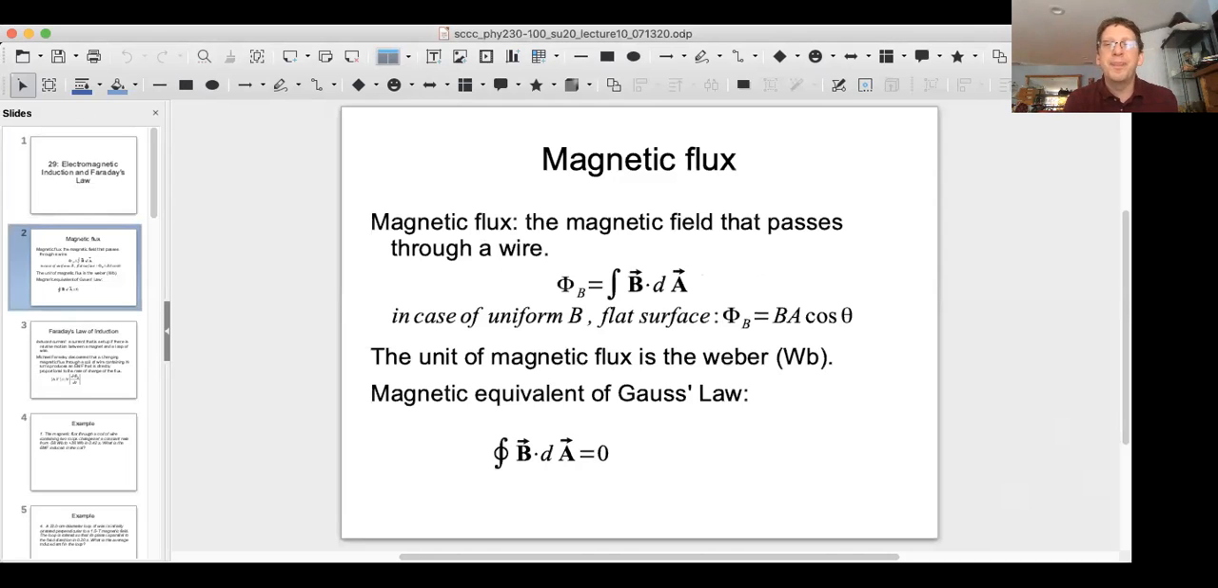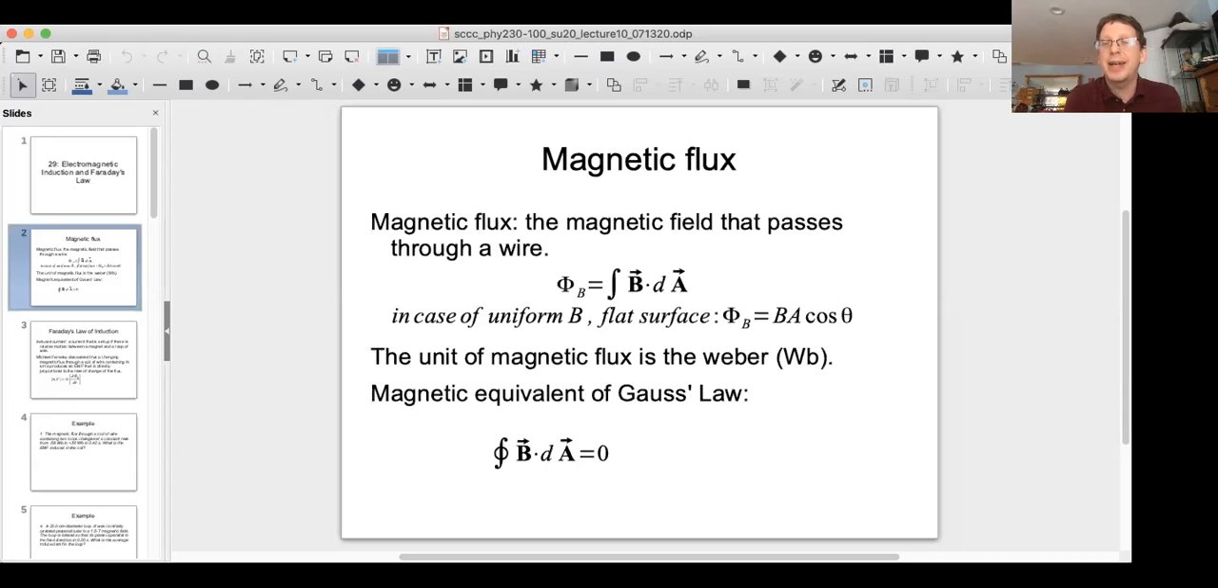And the generalized form, in case either the magnetic field is not uniform or the surface is not flat, is that the magnetic flux is the integral of the dot product of B and dA. And remember, the vector dA points perpendicularly to the surface. So it's not the angle that the magnetic field makes with the plane of the surface, but with a line perpendicular to the surface.